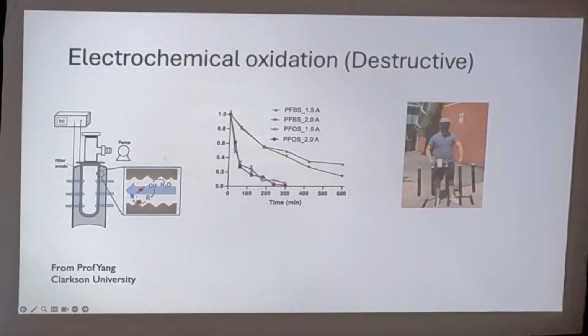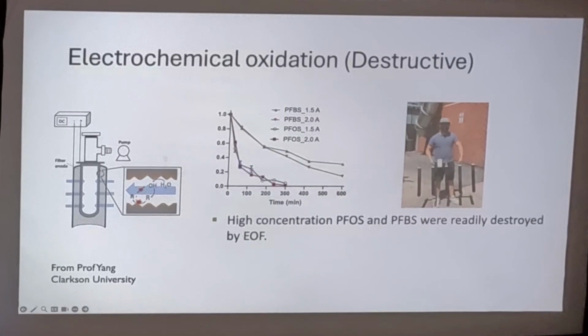Some more novel ones now, electrochemical oxidation. This is where if you get a PFAS to a surface, you can break it with electricity. There are several commercial processes, and we're working on this at Clarkson with Professor Yang. The challenge with this process is you have to get that large molecule to a surface. That can be slow and difficult, so removal can take a long time and can be expensive.